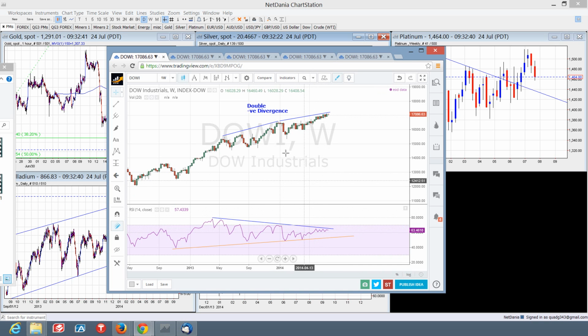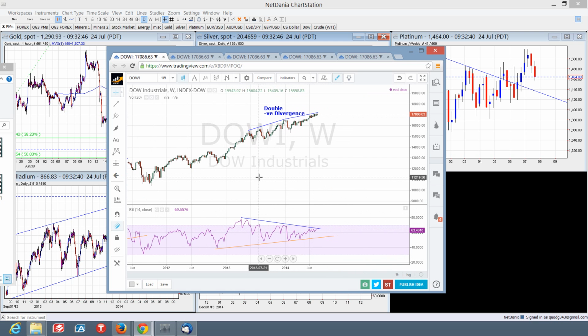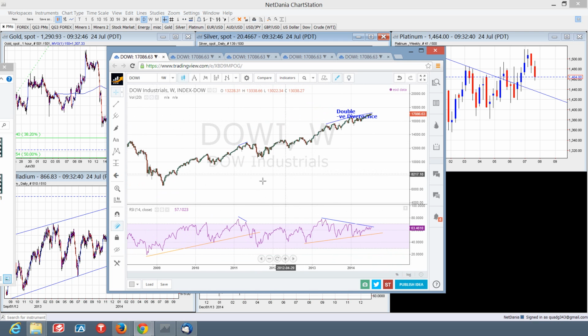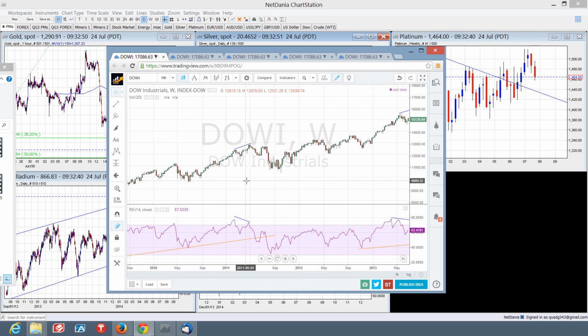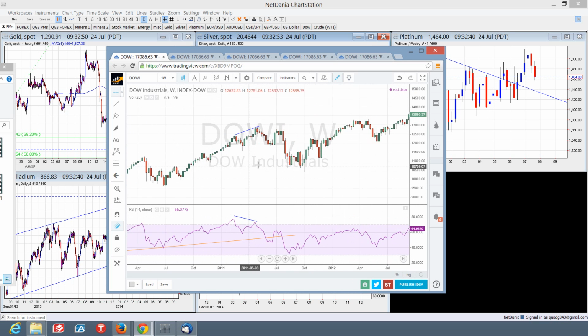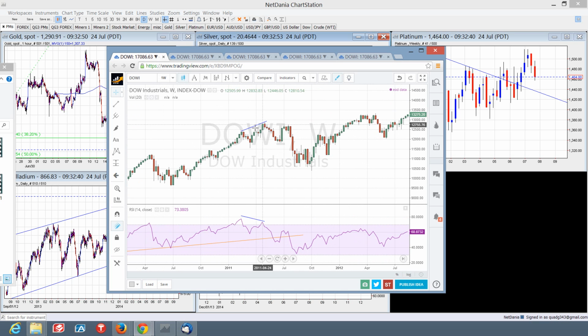So why is this important? Why even pay attention to this? Well, let's go back and review some history, and I'll show you why negative divergences can be very important. Here we have a negative divergence, just a single one, almost a double if this had made a slight higher high. But as you can see, we have a lower high in the oscillator, in RSI, and then the price and the oscillator start moving down. So this was an indicator that the market was weakening and ready for a correction.